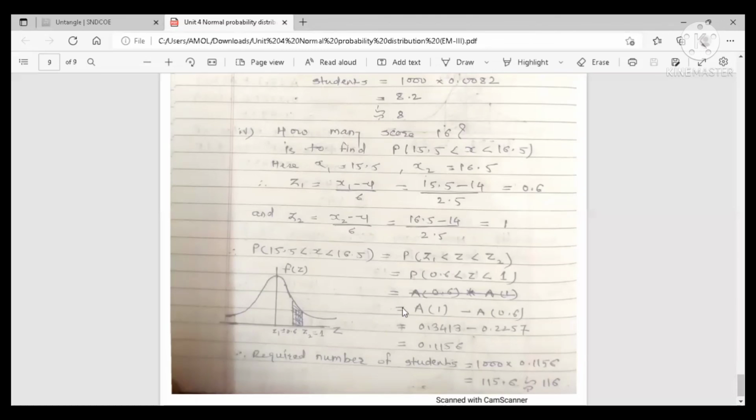Now this is the probability between z1 and z2. We want the required number of students who score exactly 16 out of 1000. So you multiply the probability by 1000, and we have the answer 115.6, which means approximately 116. So 116 students are there.